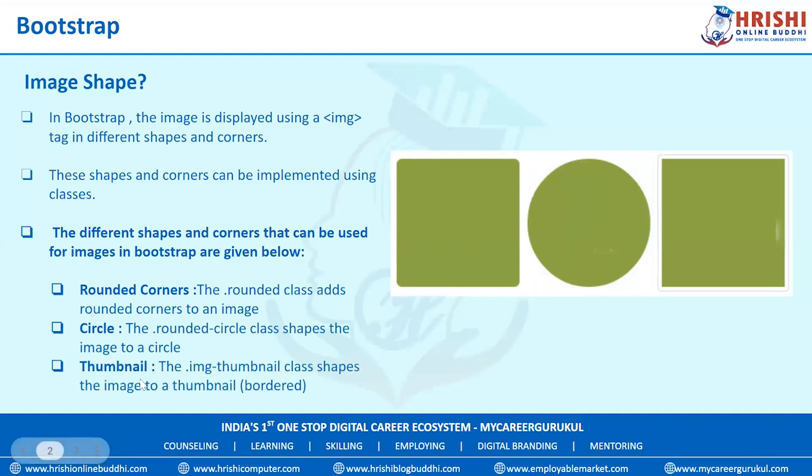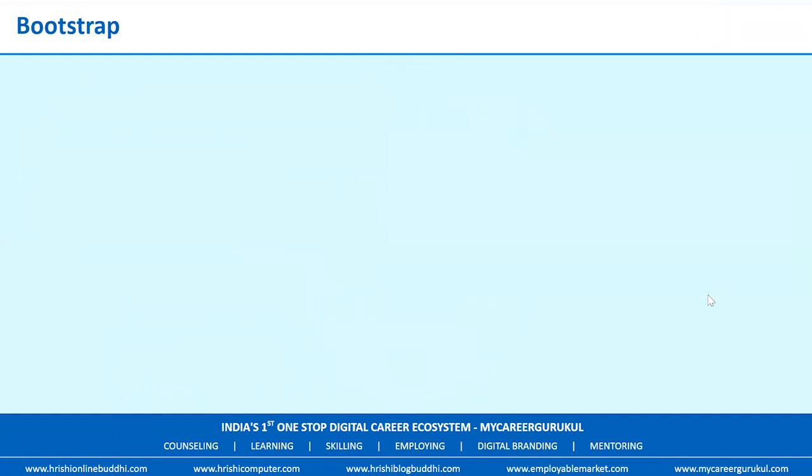Next is thumbnail. The .img-thumbnail class shapes the image into a thumbnail. That is, it will be created as a thumbnail. If you have observed any thumbnail, it has a particular border and a particular type of shape. So likewise, it will assign a particular border inside which your image will be displayed.